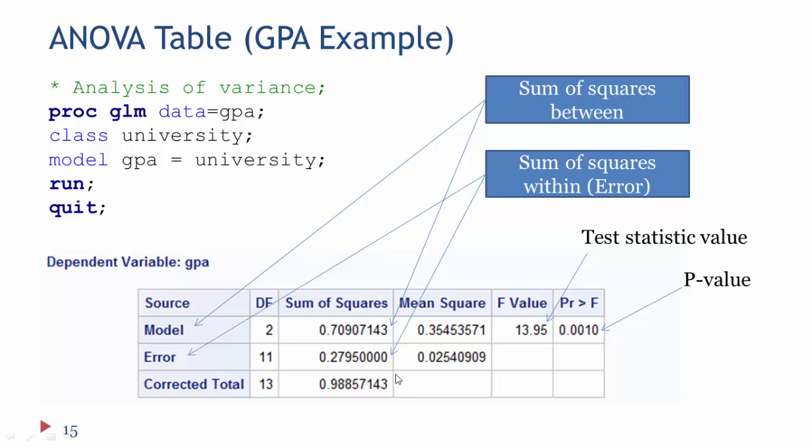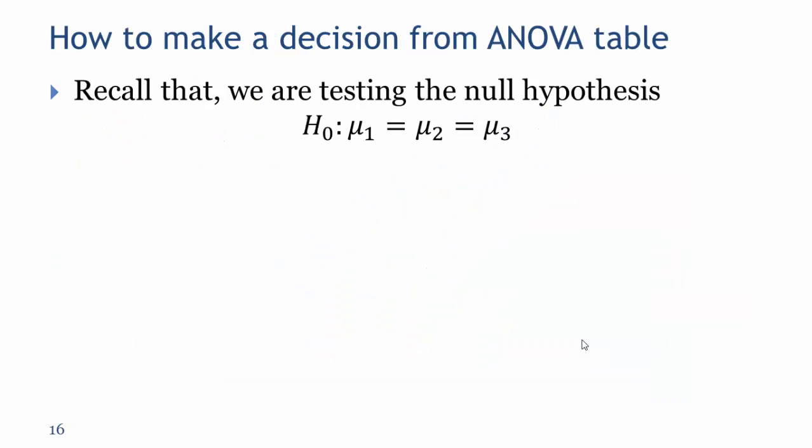Okay, so here the sum of squares for the residual is this, and we divide by these degrees of freedom to get the mean squares, and the F value is actually the ratio of these two. So this one divided by this one to get this test statistic value, and then it calculates the P value for us, which looks very small. We know that for a small P value like this, we will decide to reject the null hypothesis. Now, how to make a decision from this ANOVA table?